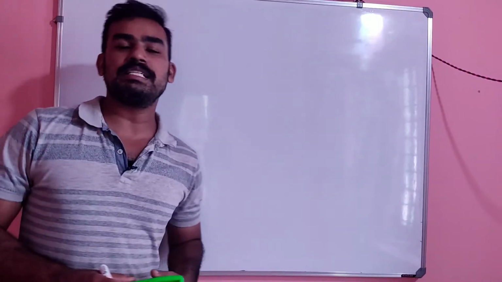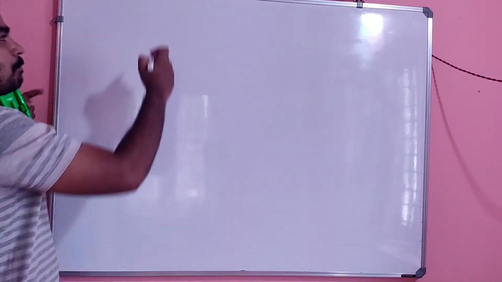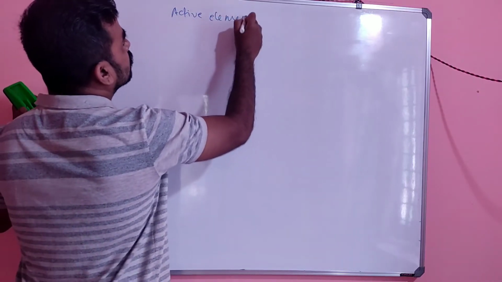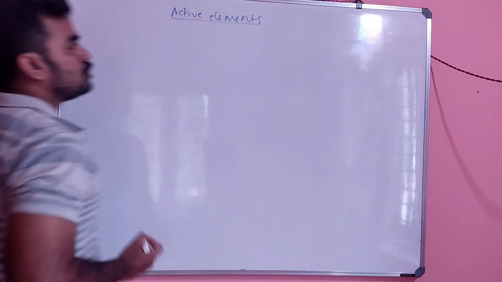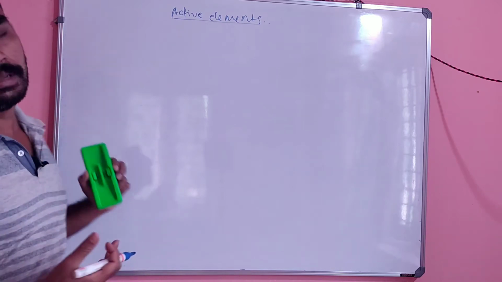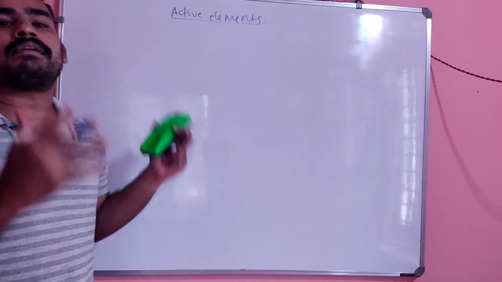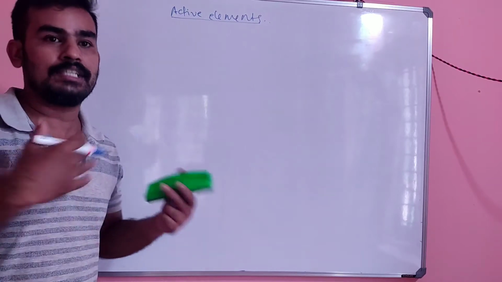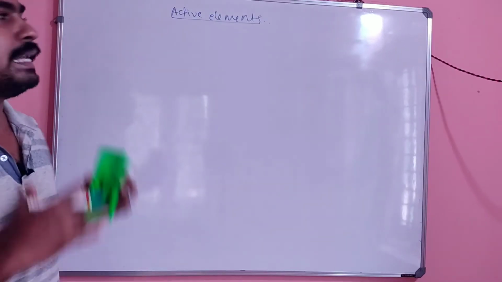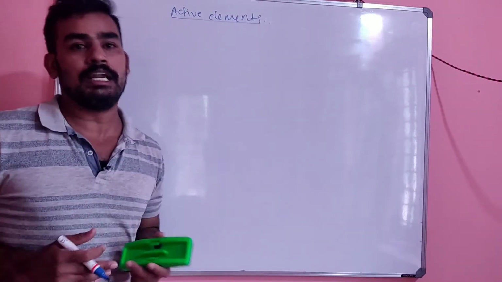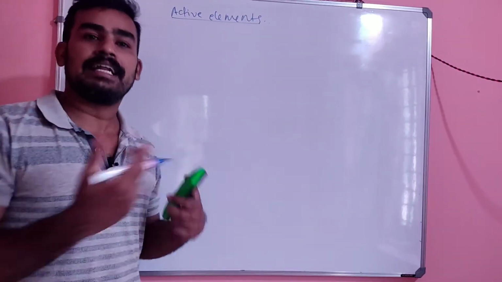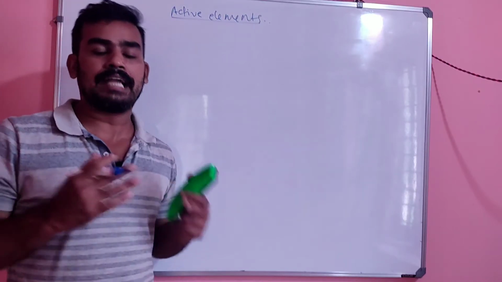Today I am going to discuss active elements. Active elements means something which produces energy, that does not consume energy. They have the ability to provide voltage or current. That type of element is called an active element. For example, voltage source, current source and generator are all examples of active elements.